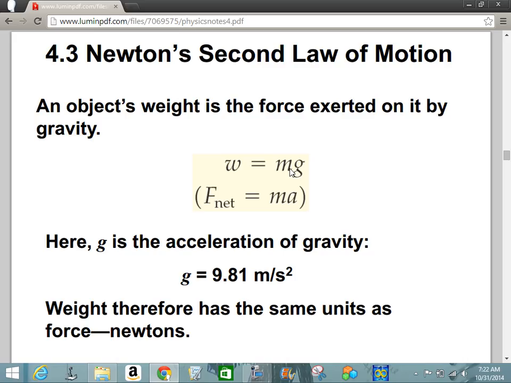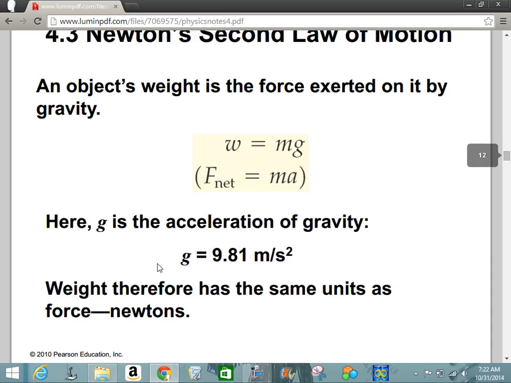So here, g is the acceleration due to gravity. It's 9.81 meters per second squared. Weight, therefore, has the same units as a force, so newtons. We're used to thinking of pounds, which is another way to measure force. But in our class, we're going to call them newtons, okay?